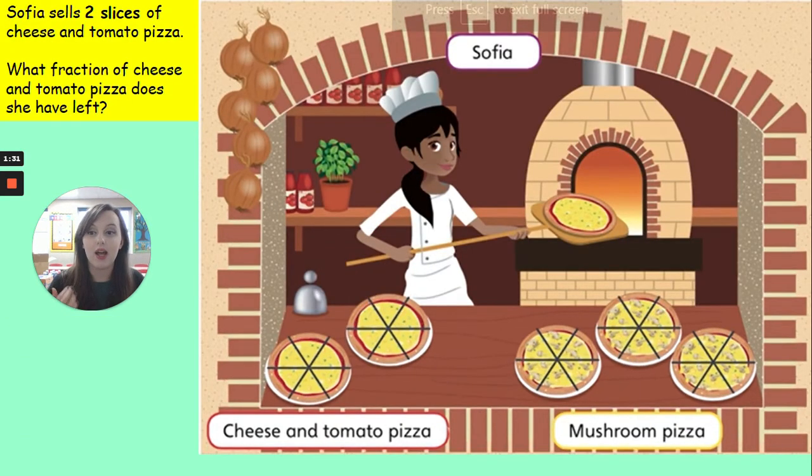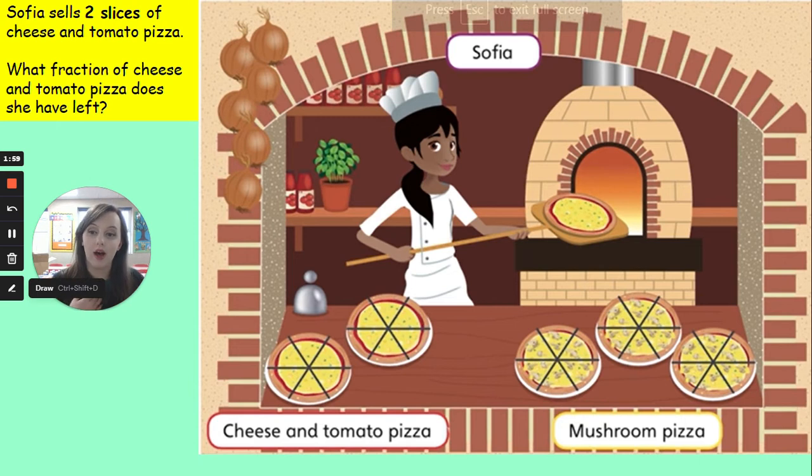Okay, here's our first question. Sophia sells 2 slices of cheese and tomato pizza. So from these 2 whole pizzas here that are ready to be bought, she's going to sell 2 slices. What fraction of cheese and tomato pizza does she have left? Let's have a think. She's got 2 whole pizzas there. She's going to sell 2 slices. What will she have left?